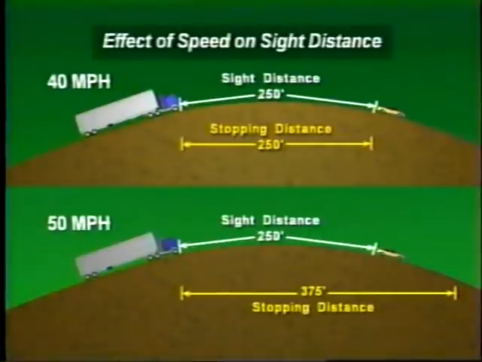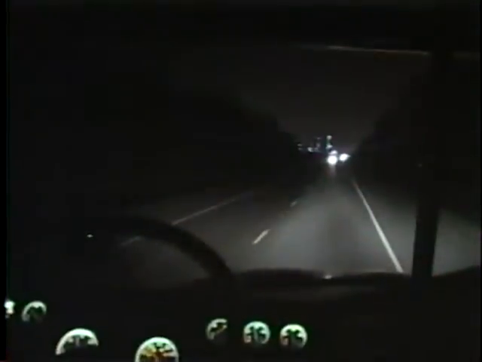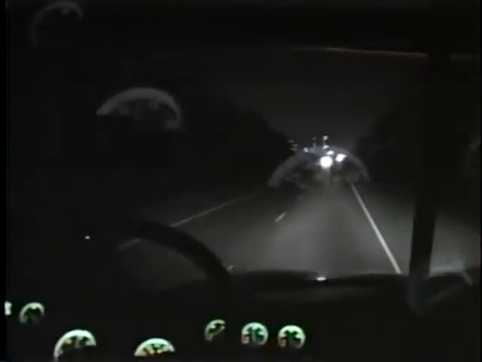At night, your low beams allow you to see about 250 feet ahead. If you're driving faster than 40 miles per hour at night, you won't be able to stop in time to avoid hitting something that suddenly appears in the roadway ahead. Bad weather also makes night driving hazardous, so driving at slower speeds is safer.